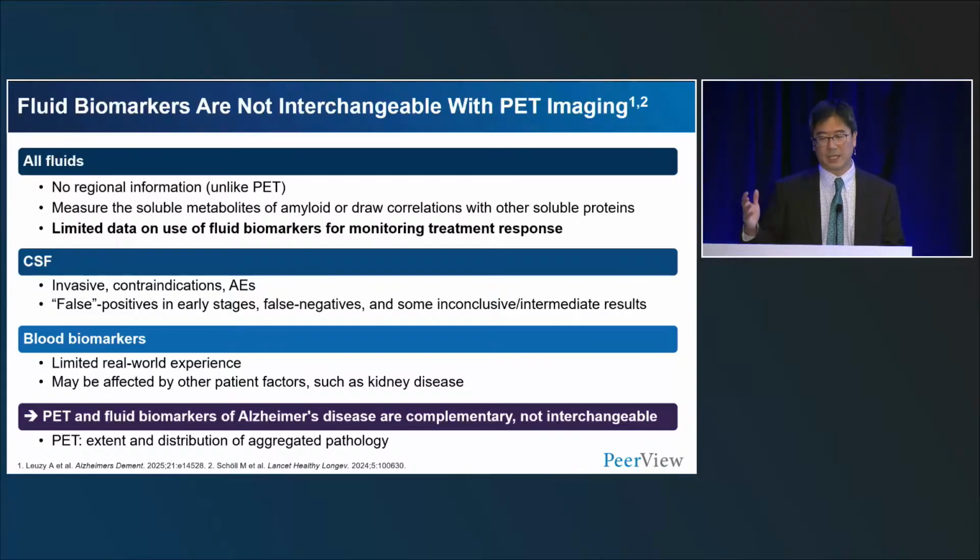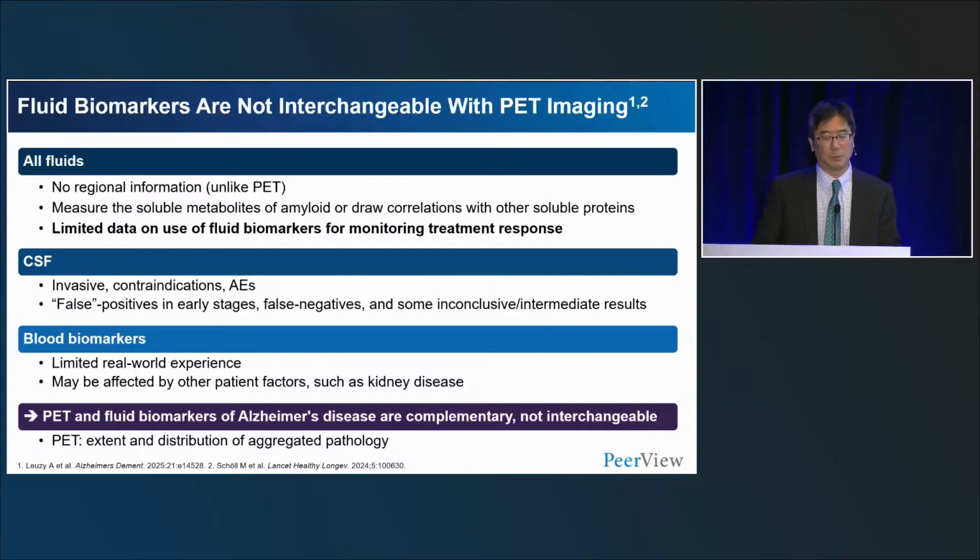As we know, with a blood test or a CSF fluid test, there's no regional information like we get with PET, okay? And remember, what you're getting from your fluid analyses are not the actual proteins themselves, but soluble metabolites that then get into the CSF or the blood. And also, very importantly, in this era of neurotheranostics where we have the ability to do disease-modifying treatments, there's very limited data on using fluid biomarkers for monitoring treatment response. All that being said, fluid biomarkers are very important and widely used, okay?